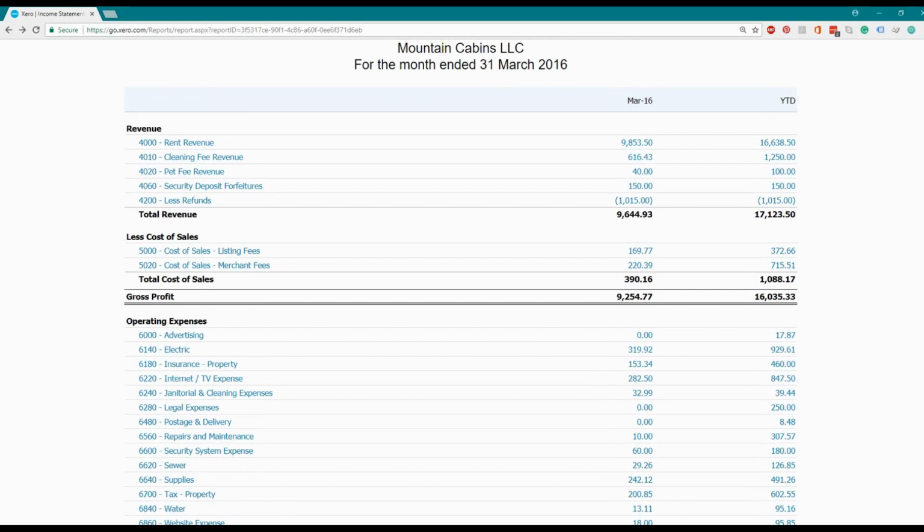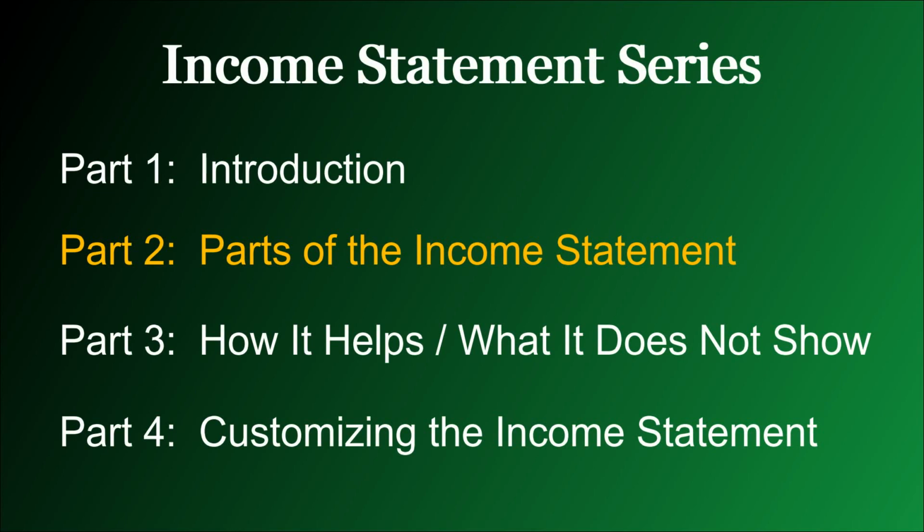All right, that's some great details on the income statement and the details it provides for you. In the next couple of videos, we'll be taking a look at how this can help your business, what it does not show your business, and then we'll also look at how you can customize this report to compare time periods and look at the income statement just for one particular property that you own.